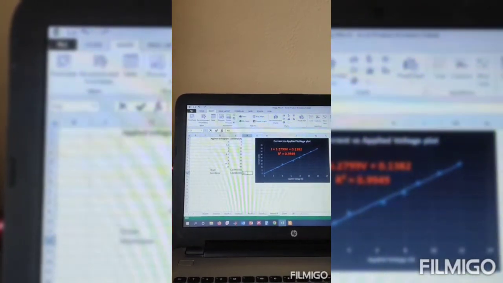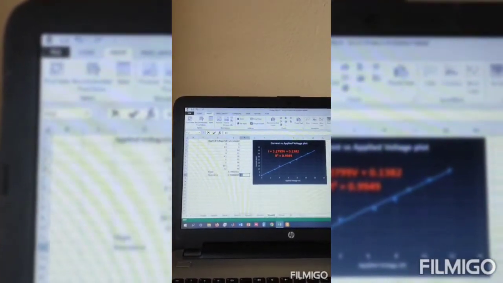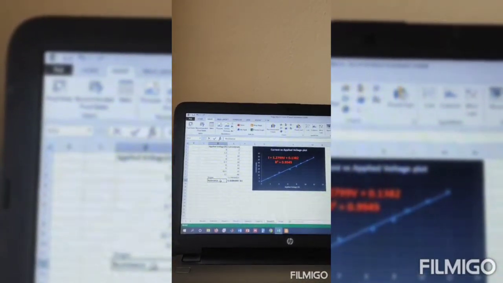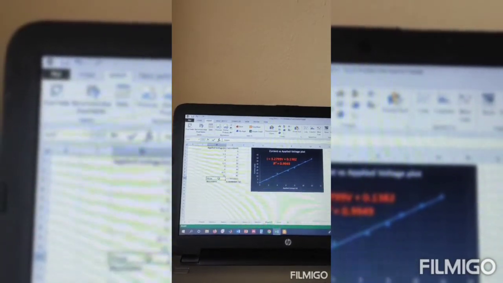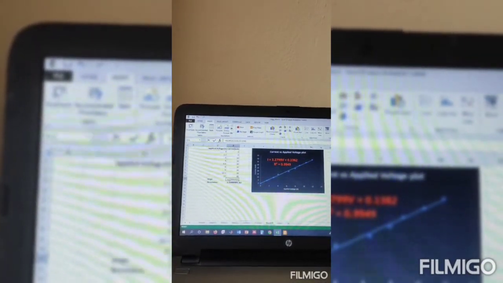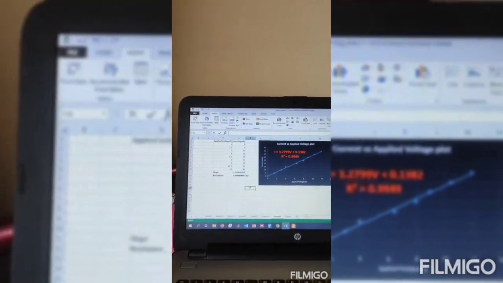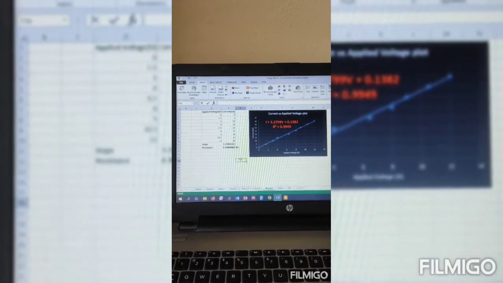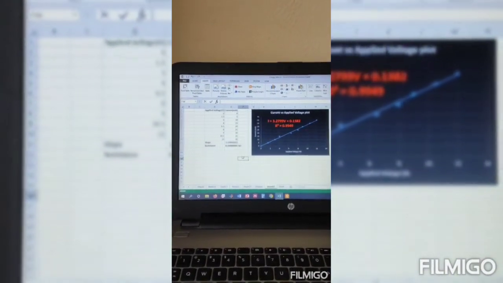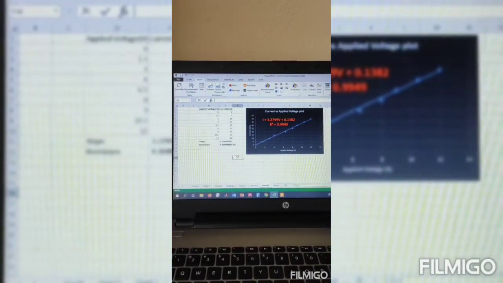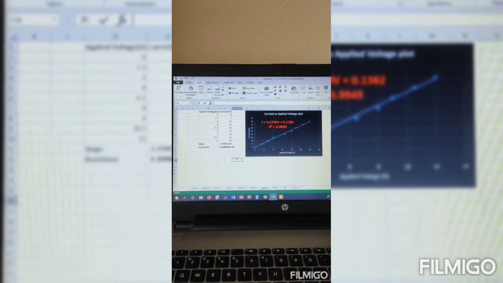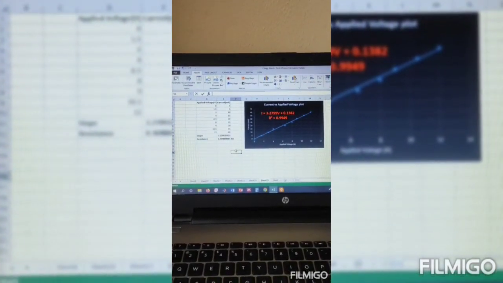From this experimental observation, we can conclude that Ohm's law is verified nicely, since it is fitted with a straight line graph. One can say that the conductor we are using obeys Ohm's law nicely. In another video I will show how to draw the graph manually using graph paper. In this case we are using Excel. So that's all about Ohm's law.